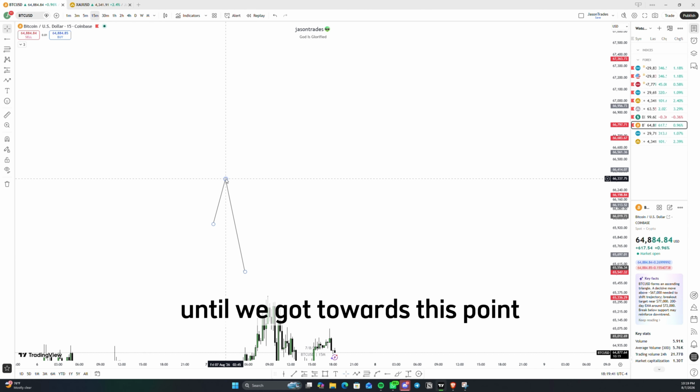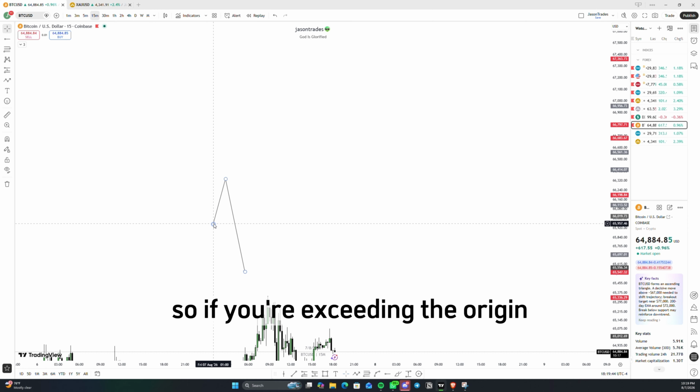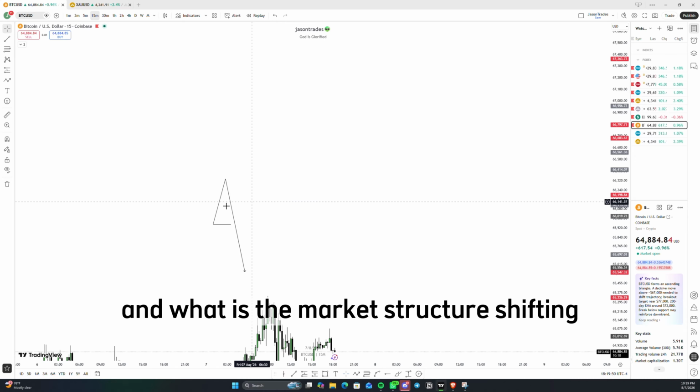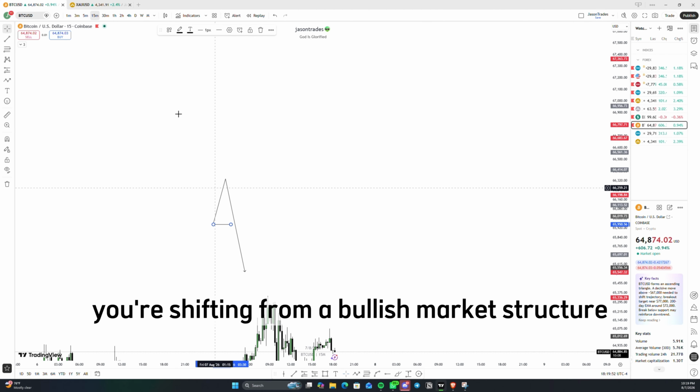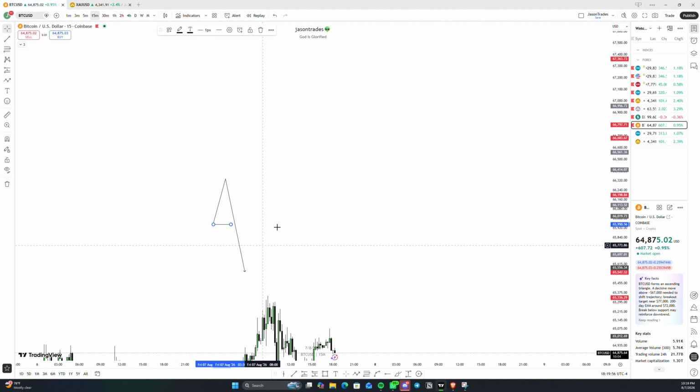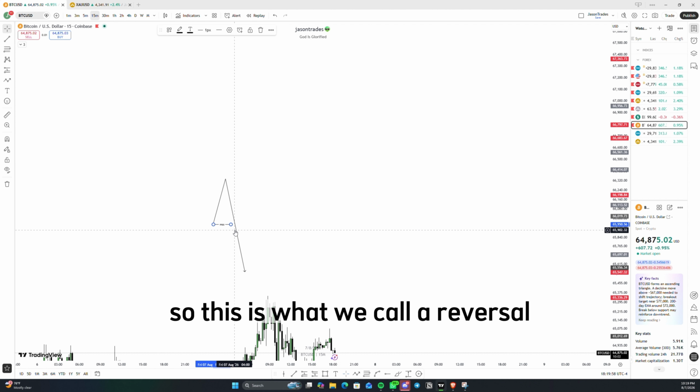So this was the origin of this bullish move, until we got towards this point. If we're exceeding the origin and continuing lower, it's hinting that we have a market structure shift here. And what is the market structure shift here? It means that we are shifting from a bullish market structure to a bearish market structure. So that's what it looks like. This is what we call a reversal.